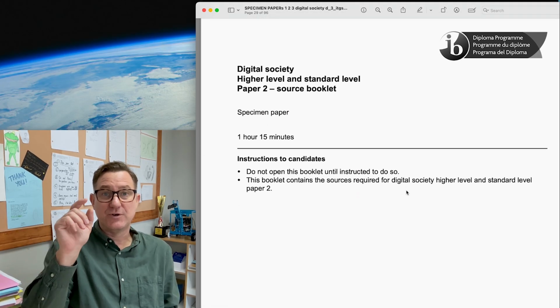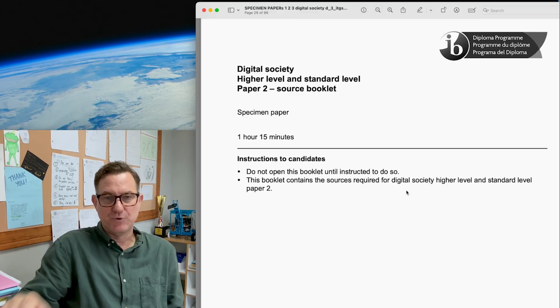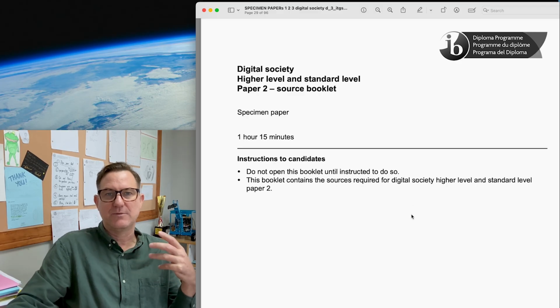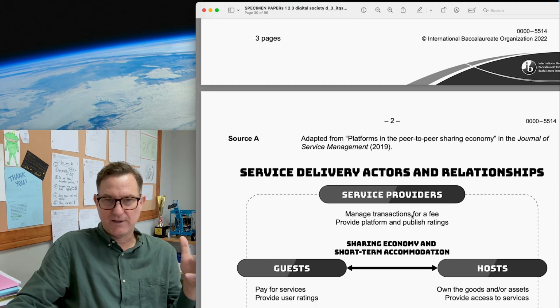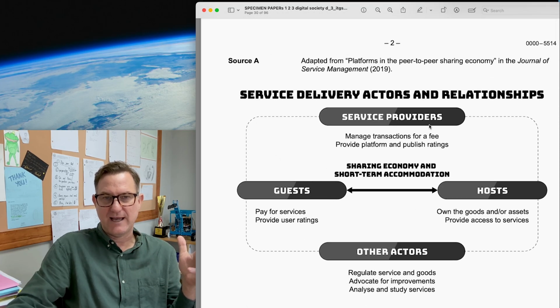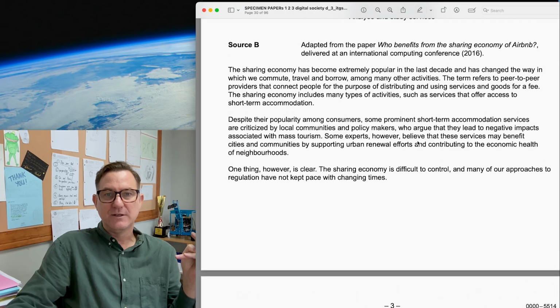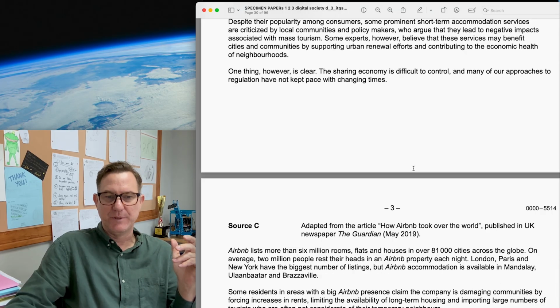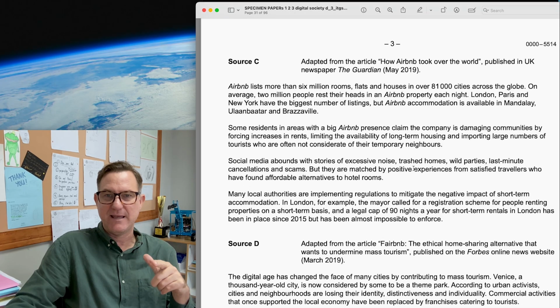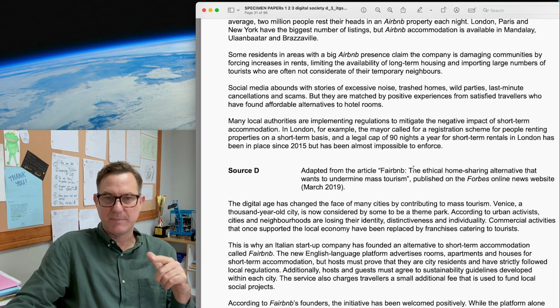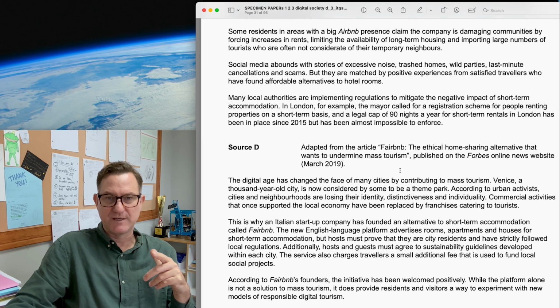So you're given a source book. Now this source book can contain text, or it can be diagrams. And in this one here, they've got some kind of a diagram. This is source A about shared economies, peer-to-peer sharing economies. Then there's a little paragraph about Airbnb, or a couple of paragraphs, that's source B. Source C, again, is about Airbnb. And then source D is about a thing called Fairbnb. So it looks like an alternative of some sort.